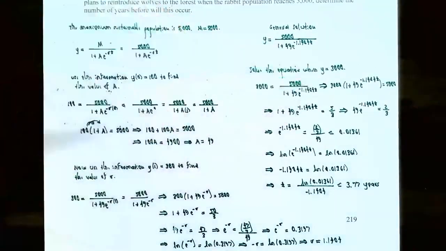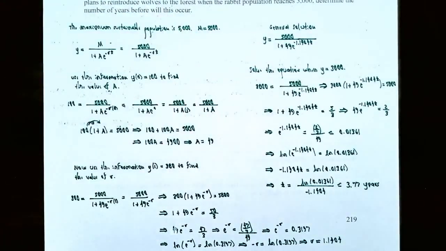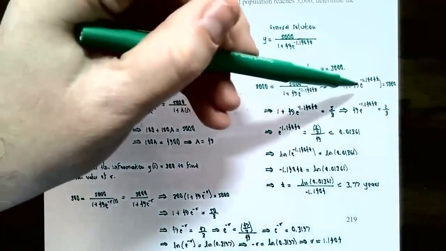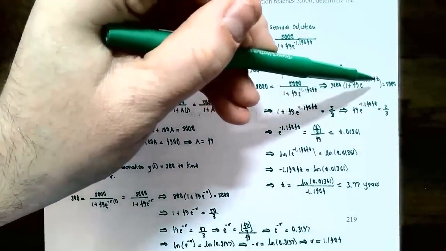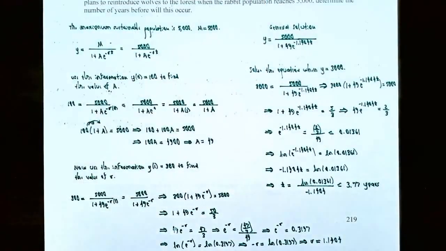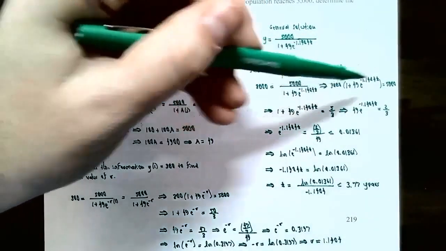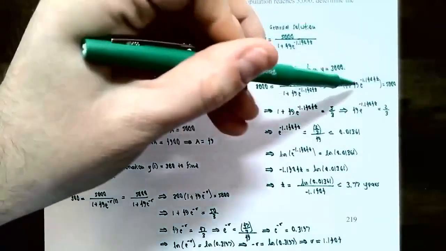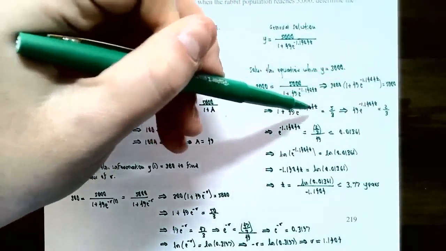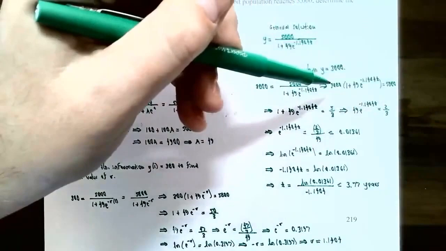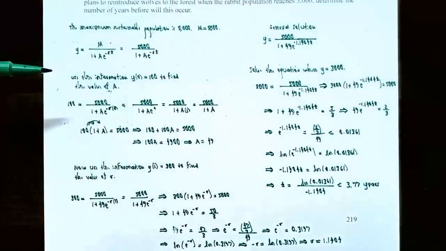Again, t is the variable that we want to solve for, and it's in the denominator of this fraction. So multiply both sides of the equation by the denominator to clear denominators. So you have 3,000 times 1 plus 49 e to the negative 1.1404 t is equal to 5,000. Divide both sides of the equation by 3,000 first. So you have 1 plus 49 e to the negative 1.1404 t is equal to 5,000 divided by 3,000. It just simplifies to 5 thirds.